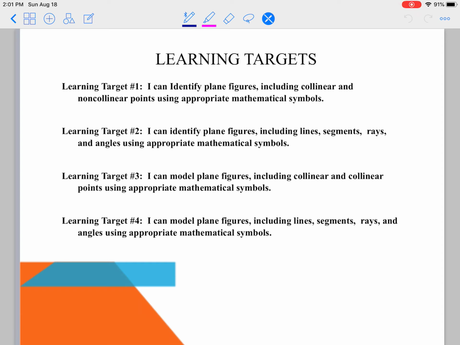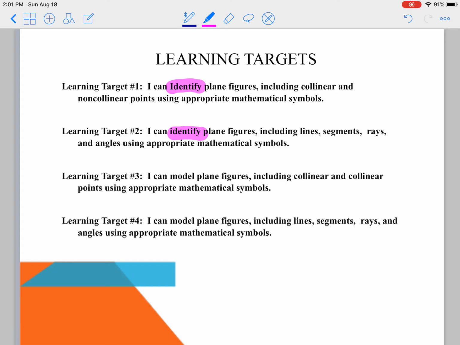Our learning targets, we have 4 of them. Learning target number 1 is I can identify plane figures including collinear and non-collinear points using appropriate mathematical symbols. As you can see already, the main verb that we're going to be working on is going to be identify. That's going to be in our first 2 learning targets.